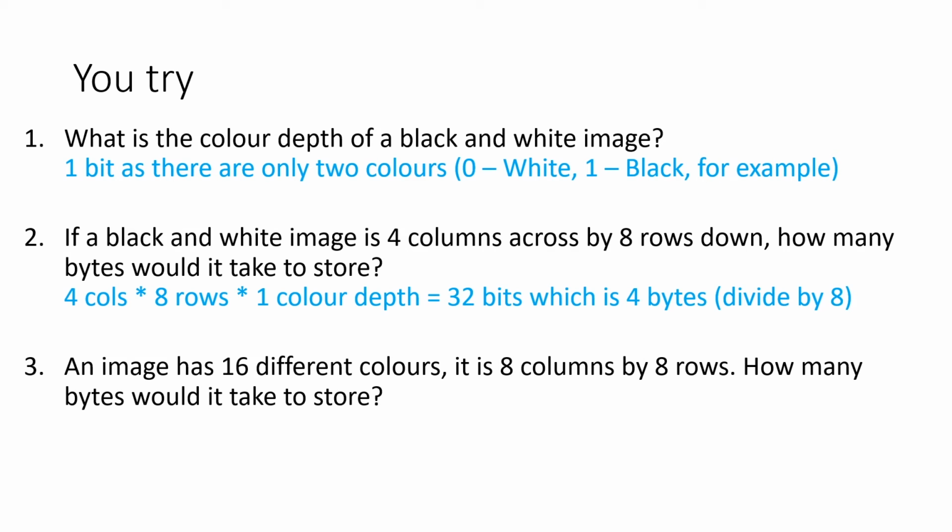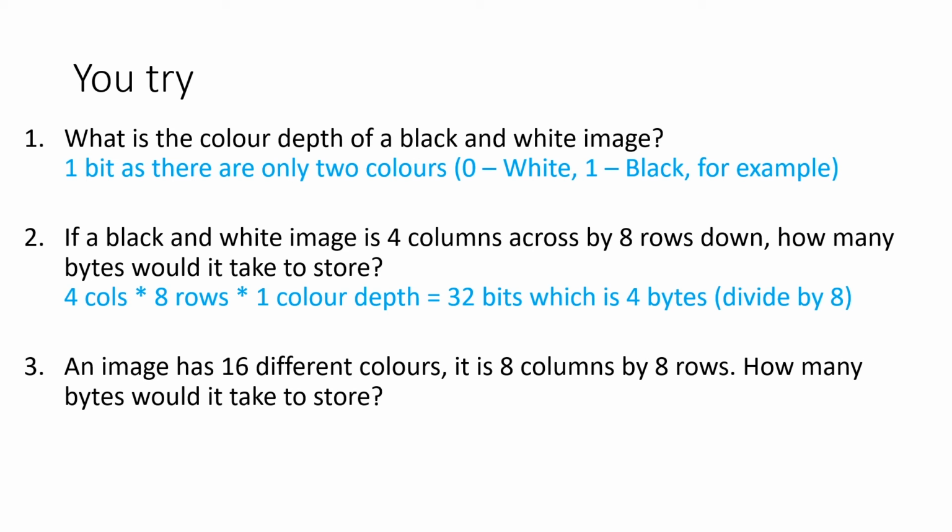Question 3. If an image has 16 different colours, so you see what they're doing there, 16 different colours. I'm not talking about the colour depth is 16. So if your calculations have been multiplying by 16, you're going to be wrong. It says it has 16 different colours. So right now you've got to think, well, okay, how many bits as a minimum would I need to store 16 colours?